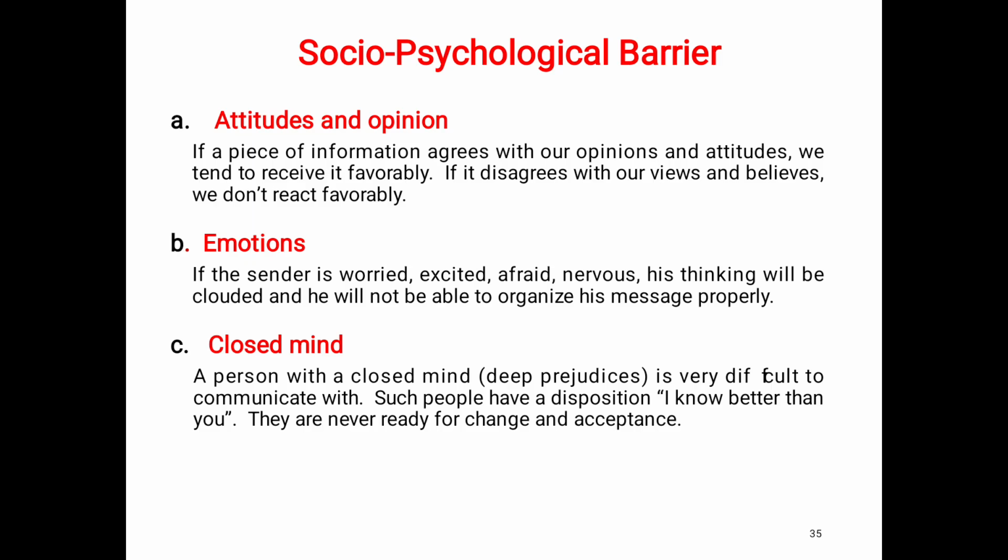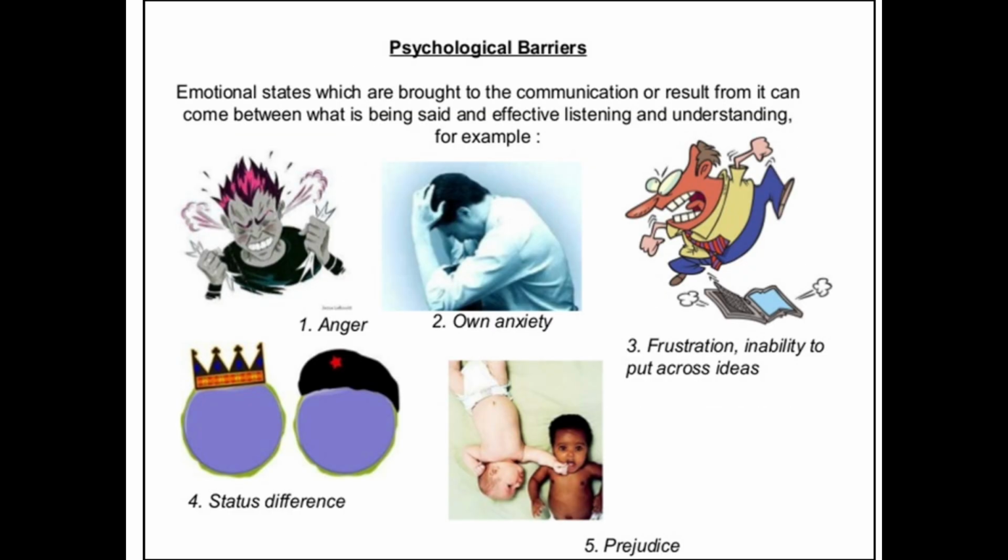This type of barrier may again come on the part of the sender and also on the receiver. If any one of them is a closed-minded person, the whole communication process collapses here. There is no proper sending and receiving of the message, and no proper encoding and decoding. This way the communication process is affected by socio-psychological barriers.